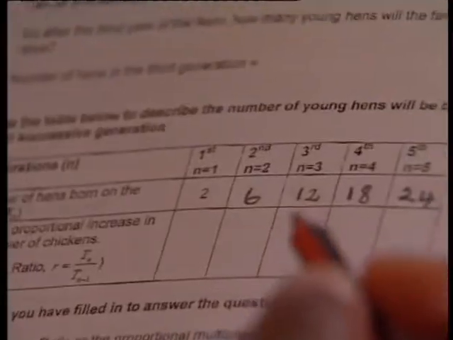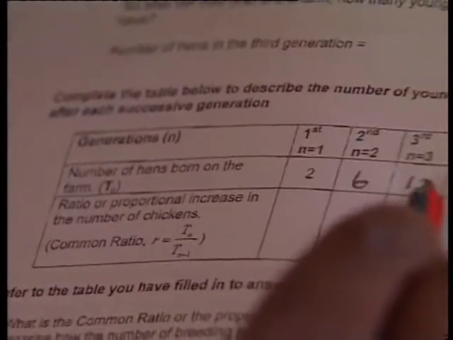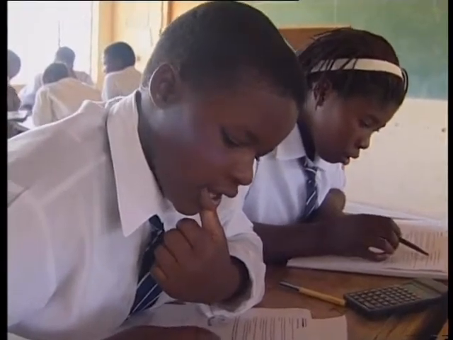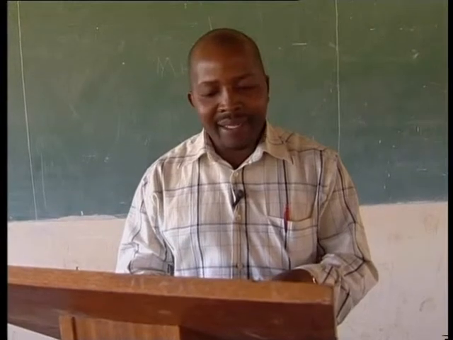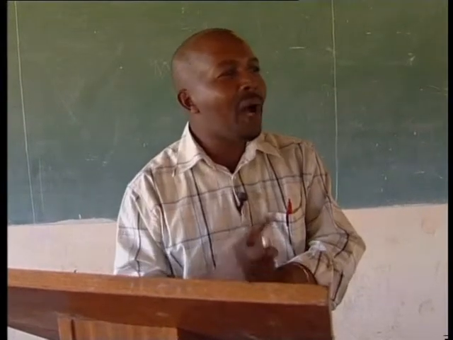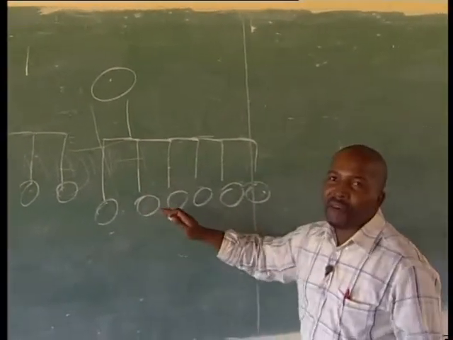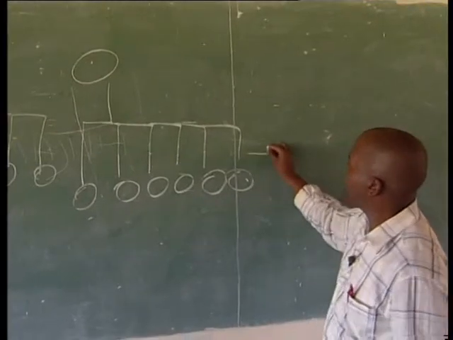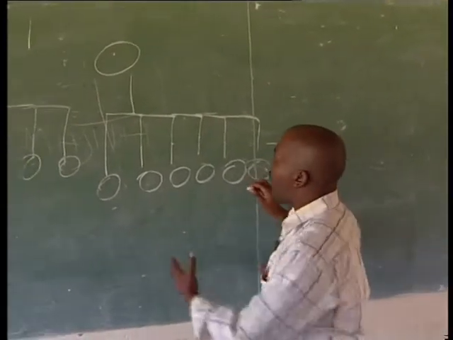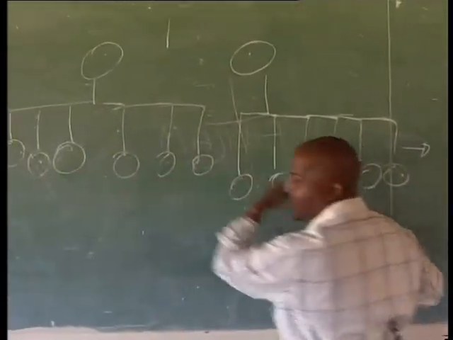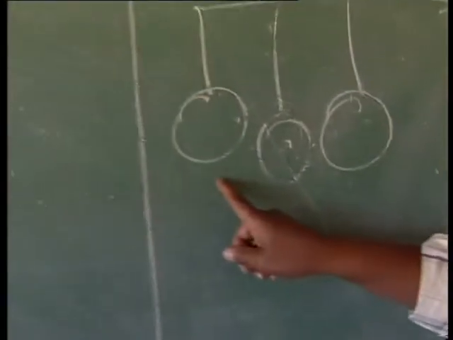The teacher walks around the class and notices that learners are treating the problem as an arithmetic sequence. He explains on the board. How many hens will there be in each nesting box after 1 generation? 6. The teacher draws the 2 hens and each of their 6 chicks. So this is the first generation. So how many hens do we have here after the first generation? 12.